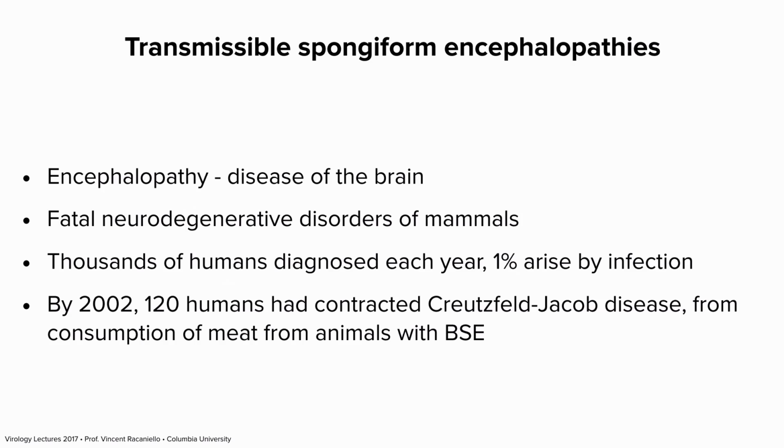These are uniformly fatal neurodegenerative disorders of mammals, not just people, but other animals as well, as you will see. There are thousands of humans diagnosed each year with prion TSEs. About 1% of those arise by infection, and the rest are either genetic or sporadic, and we'll talk about those. And as recently as 2002, a number of people had contracted Creutzfeldt-Jakob from eating meat from animals with BSE.